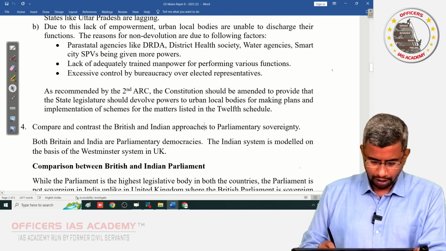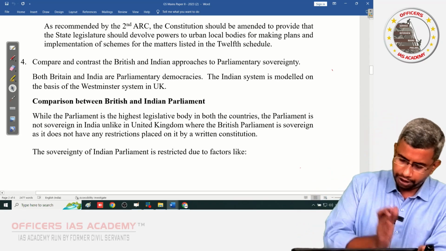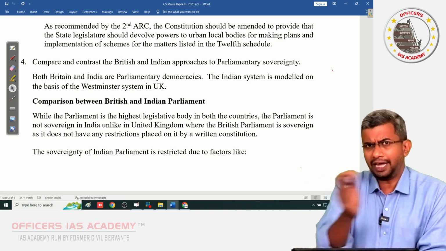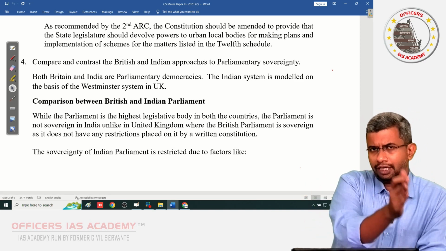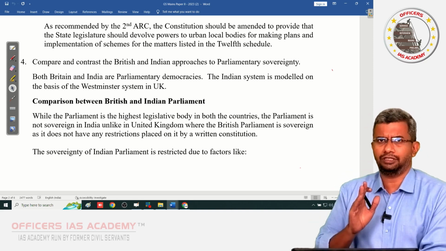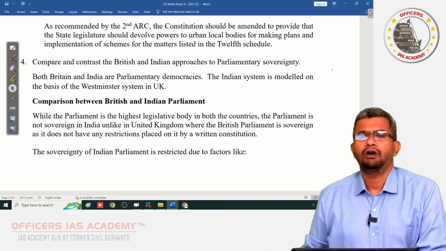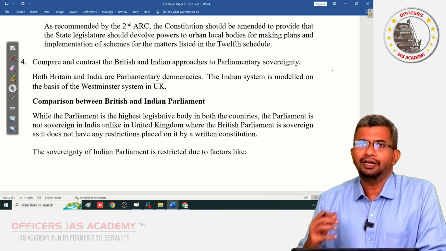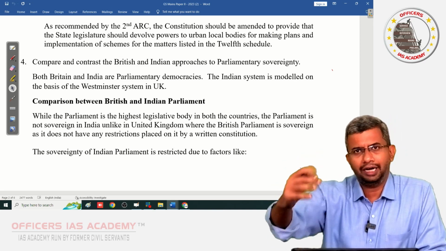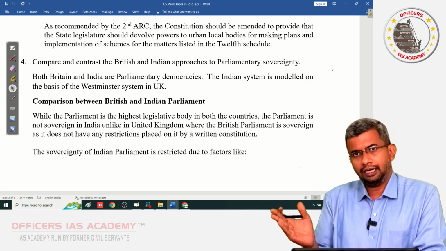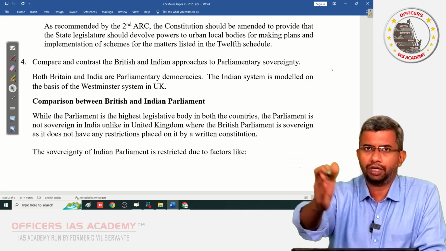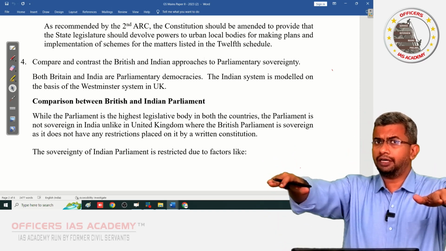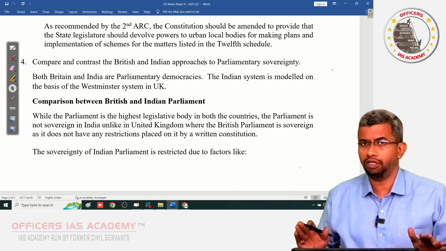Next question is about Parliament. Compare and contrast the British and Indian approach to parliamentary sovereignty. So here, first comparison. Indian parliamentary system is based on the UK parliamentary system, which is the Westminster system of governance, where we have a legislature which is elected by the people and the executive is part of the legislature. So India draws its parliamentary system from the UK. That is the similarity. And in both the countries, Parliament is the highest legislative body.